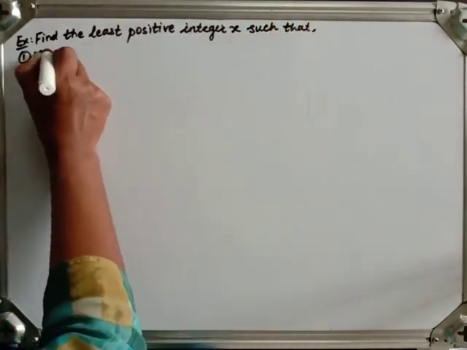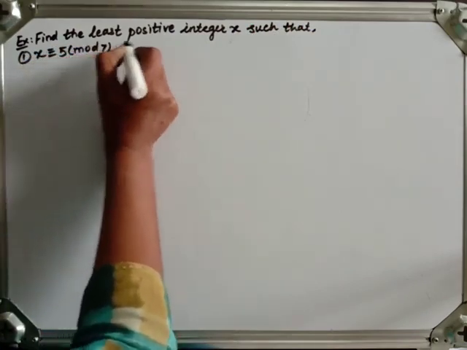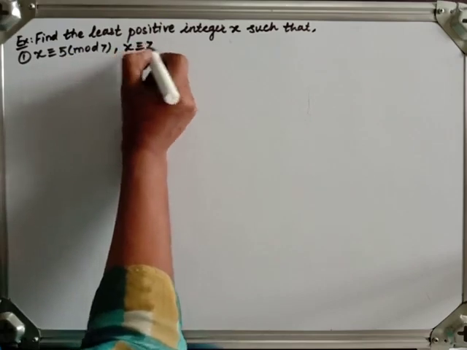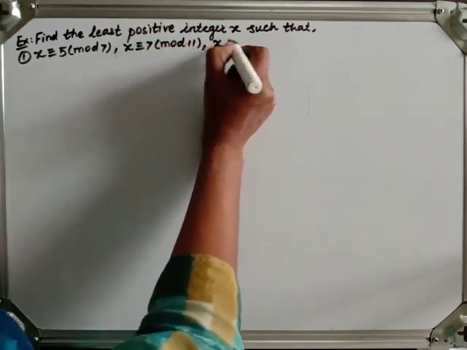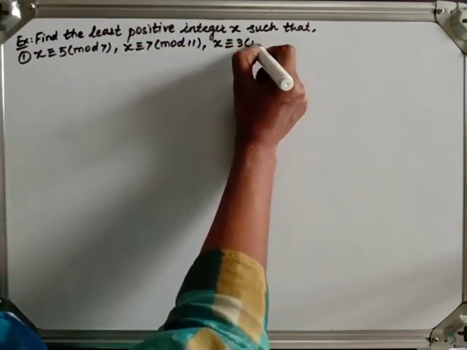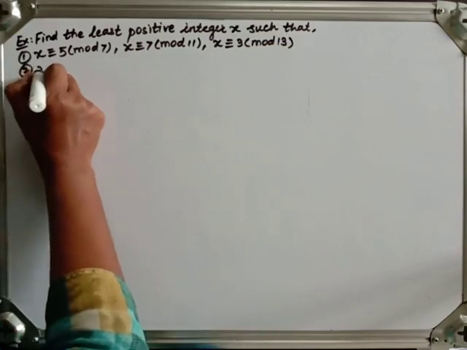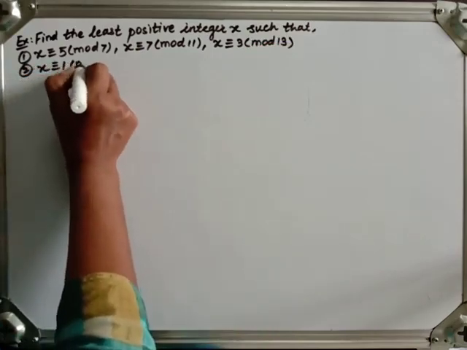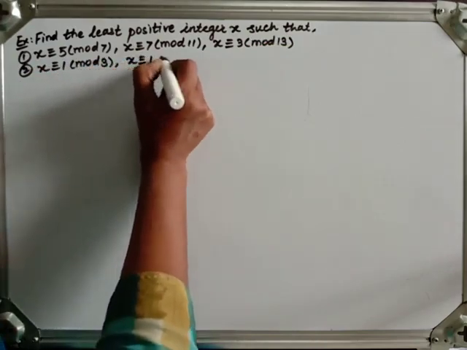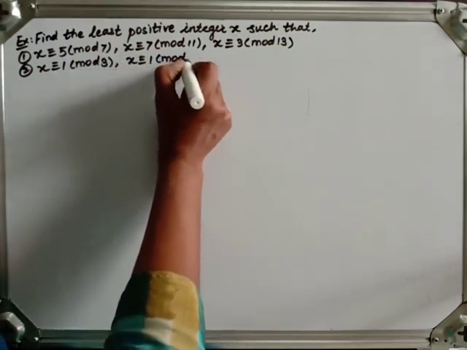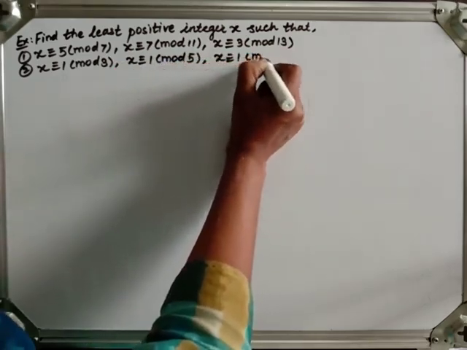First, x congruent to 5 modulo 7, x congruent to 7 modulo 11, x congruent to 3 modulo 13. Second, x congruent to 1 modulo 3, x congruent to 1 modulo 5, x congruent to 1 modulo 7.